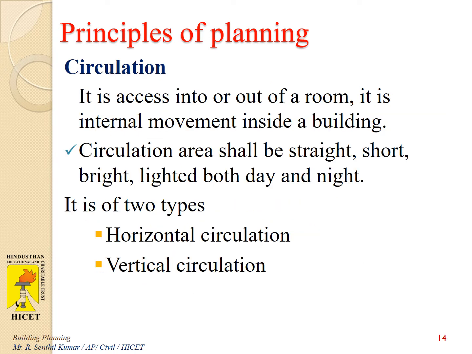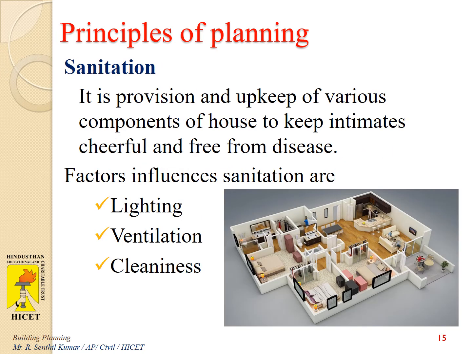And then circulation, it is access into or out of a room. It is internal movement inside a building. The circulation area shall be straight, short, bright, lighted both day and night, well ventilated and free from obstructions. It should not affect privacy or interfere with utility. It is of two types. One is horizontal circulation, another one is vertical circulation. Horizontal circulation is within the same floor, but vertical circulation means there is circulation between different floors.